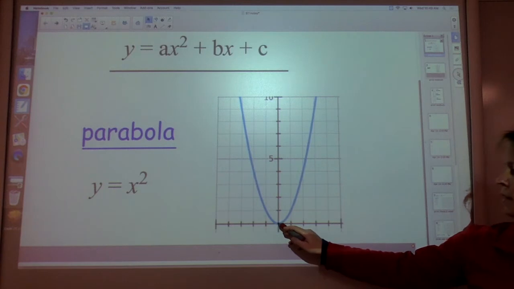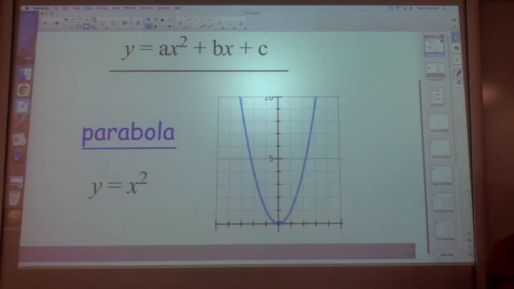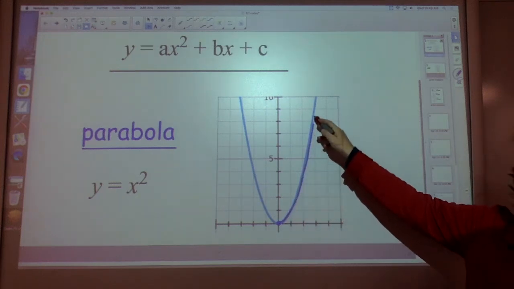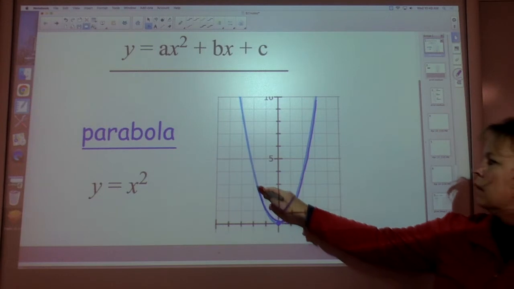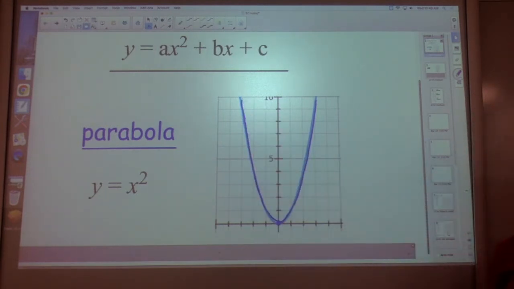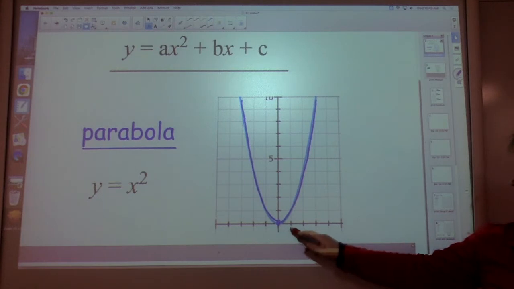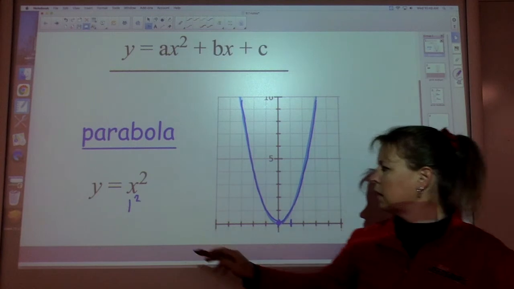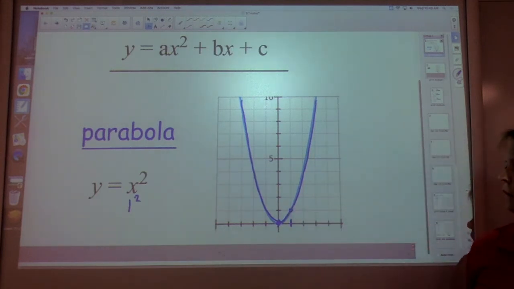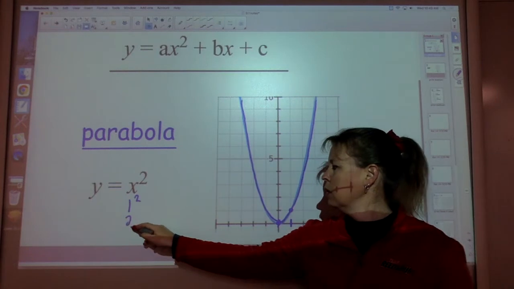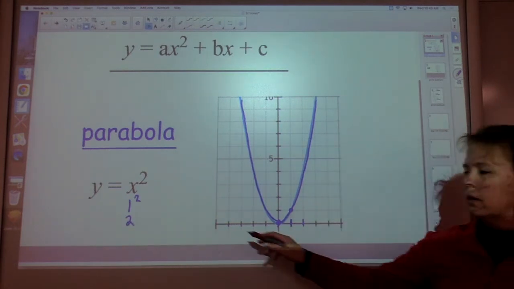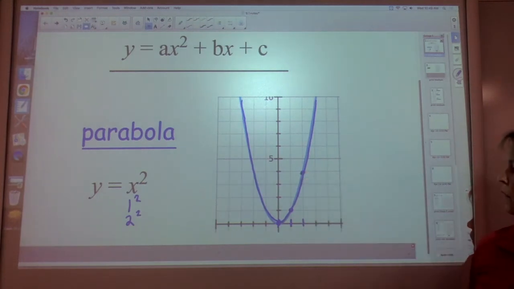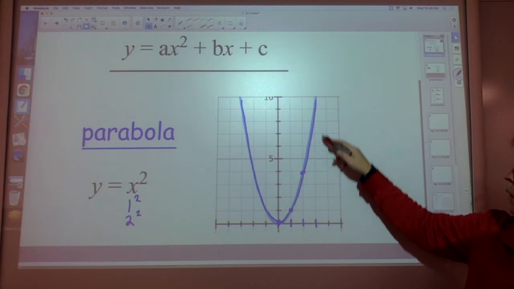Notice it hits right here at 0, 0, and it goes perfectly up at the exact same rate on the right side of 0, 0 as it does on the left side. And how do you get it to make that perfect little curve? Well, if we plug in the number 1, what is 1 squared? 1 squared is 1. If we plug in the number 2, 2 squared for your y value will be 4. If you plug in the number 3, 3 squared is 9.